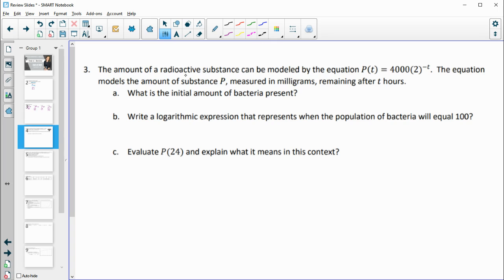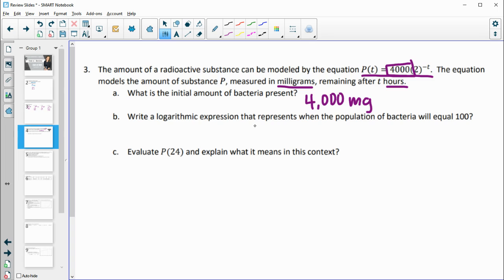Number 3, the amount of radioactive substance can be modeled by this equation. The equation models the amount of substance in milligrams that is remaining after t hours. So what is the initial amount present? So that's 4,000 milligrams. Remember, we get that from this spot here, what times the factor.